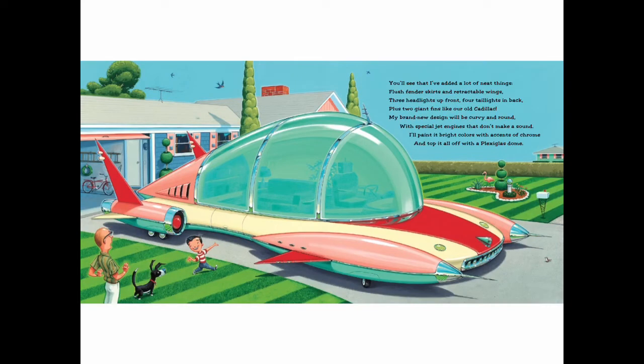You'll see that I've added a lot of neat things. Flush fender skirts and retractable wings. 3 headlights up front, 4 taillights in back, plus 2 giant fins like our old Cadillac. My brand new design will be curvy and round, with special jet engines that don't make a sound. I'll paint it bright colors with accents of chrome and top it all off with a plexiglass dome.